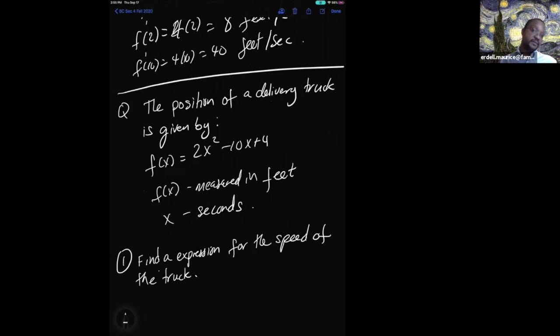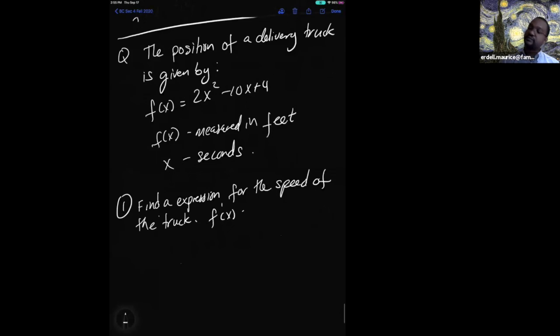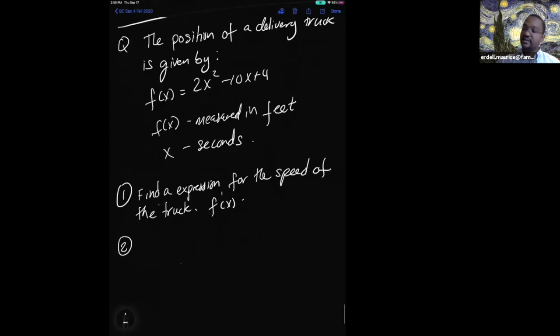That first part right here, asking us to find an expression for the speed of the truck. This is asking us to find the derivative of the function. Because remember, in the previous example, the derivative is that function, that expression. Once I know what it is, I just got to plug in the right number and that'll give me the speed.